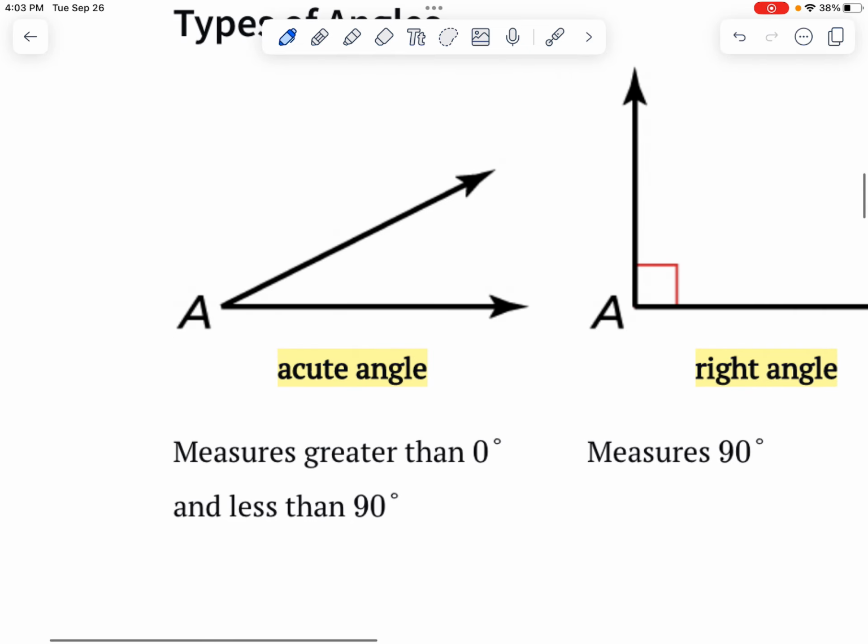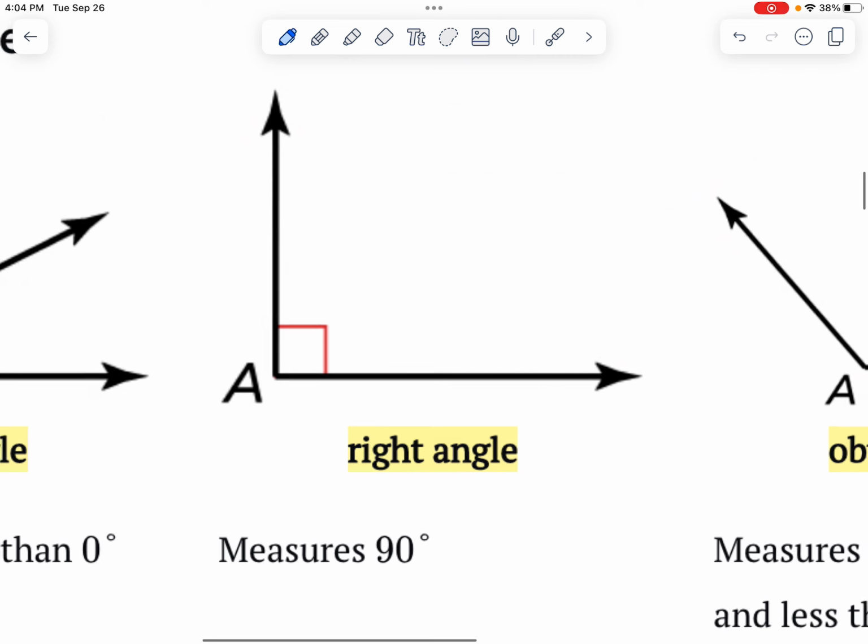Many of us are familiar with them already. An acute angle is any angle that is greater than 0 and less than 90. As soon as we hit 90, we become a right angle, and we need to be really careful with these.